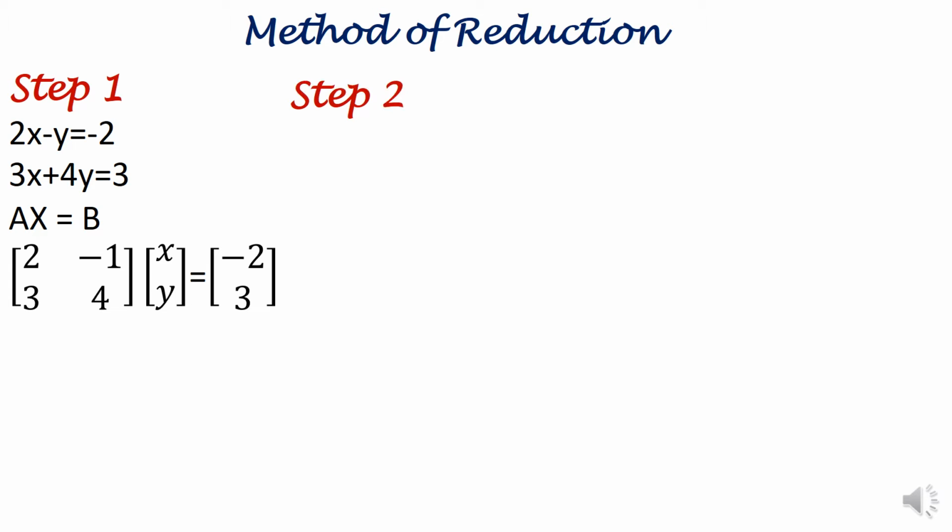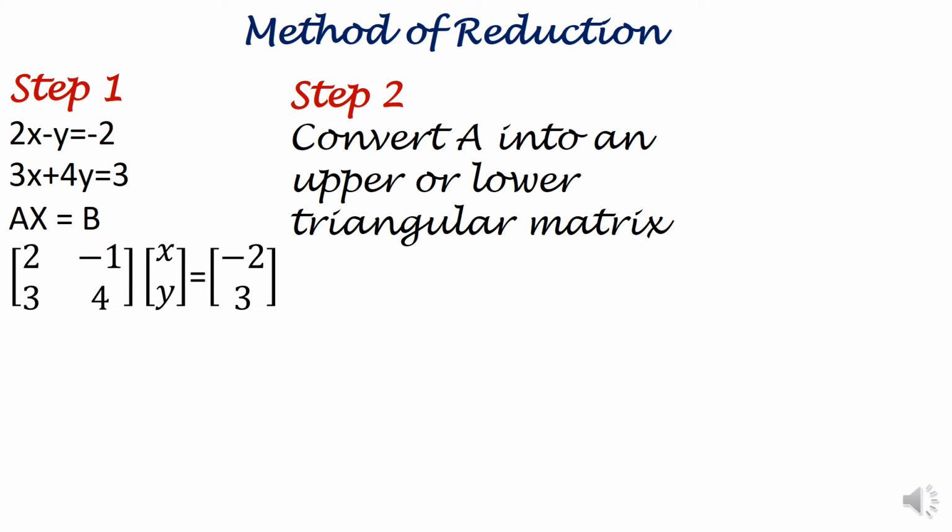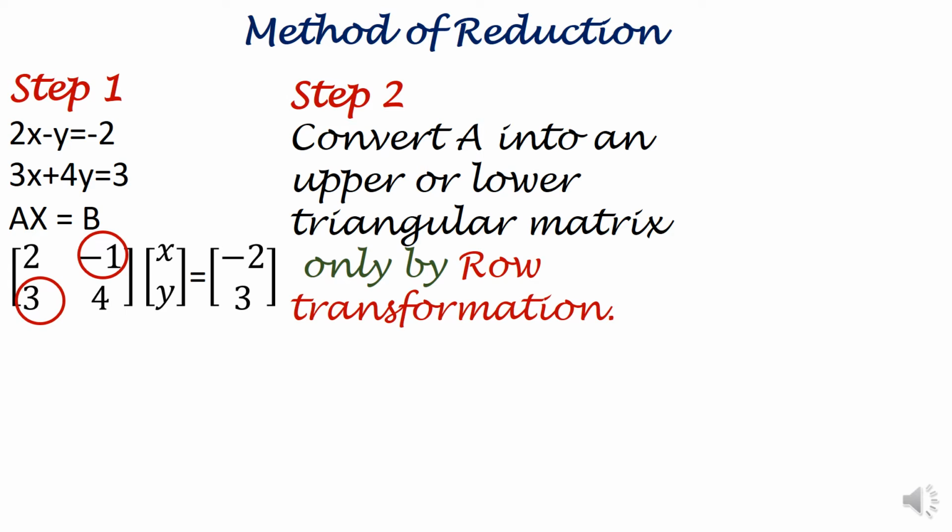Step 2. We convert A into an upper or a lower triangular matrix. Now what is an upper triangular matrix? It's a matrix in which the elements below the diagonal are 0. So to convert A into an upper triangular matrix, we transform 3 in such a way that it becomes 0. Or we can convert A into a lower triangular matrix by changing 1 and minus 1 into 0. Remember, this can be done only by row transformation. You cannot use column transformation here.